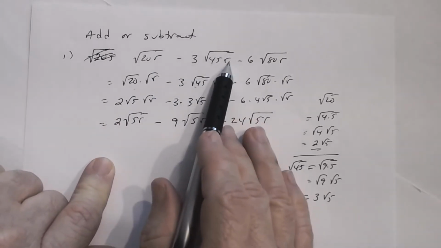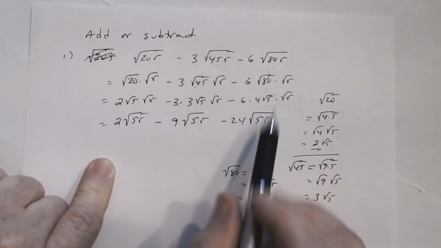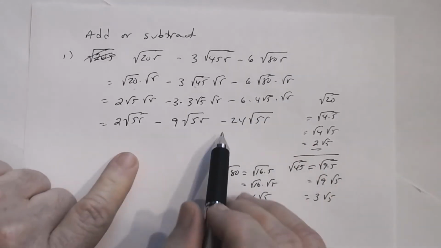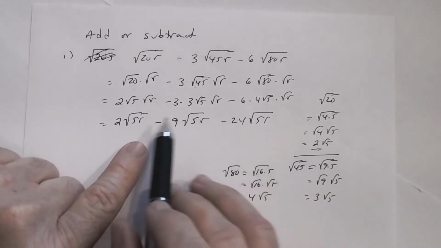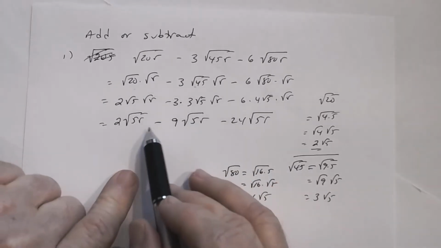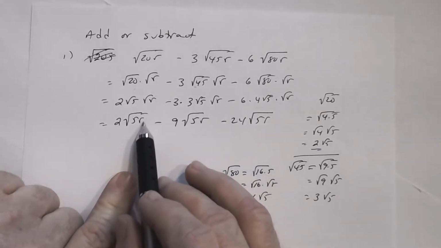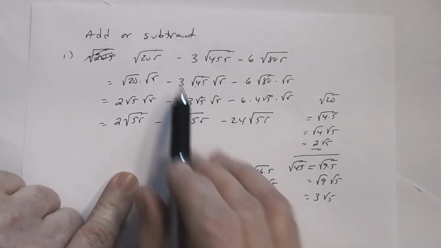3 times the square root of 45r is this. 6 times the square root of 80r is this. Now, are those like terms now? Yes. So all three terms are like terms. They all have the same index. They're all square roots. And the radicands are the same. See what I had to do?